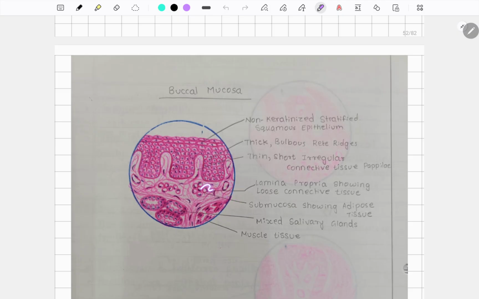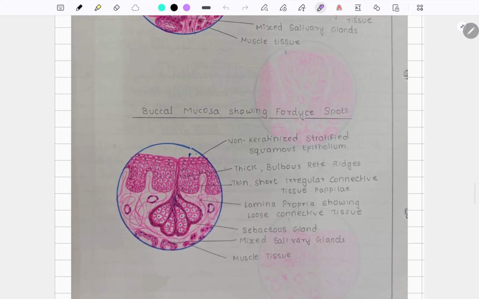Then the lamina propria shows loose connective tissue, and the submucosa shows adipose connective tissue. This is the submucosa which shows adipose connective tissue, and mixed salivary glands are present. Also you can see the cut sections of the muscle tissues. Then buccal mucosa showing Fordyce spots. What are Fordyce spots? They are ectopic sebaceous glands in the oral mucosa.